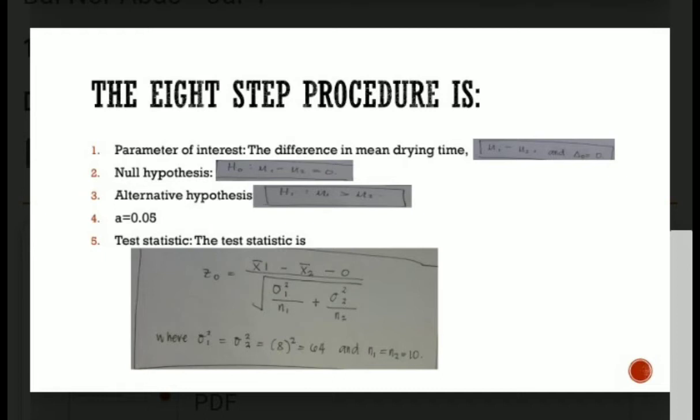0.05? This one is the 8-step procedure. Parameter of interest: the difference in mean drying time, mean of population 1 minus population 2, equals 0. Null hypothesis: mu 1 minus mu 2 equals 0. Alternative hypothesis: mu 1 greater than mu 2.